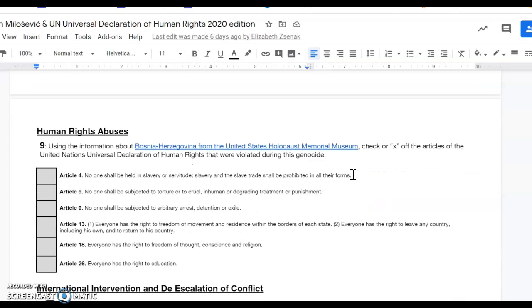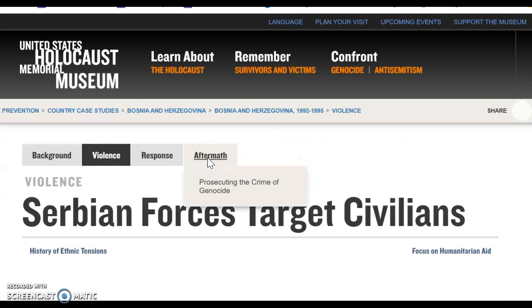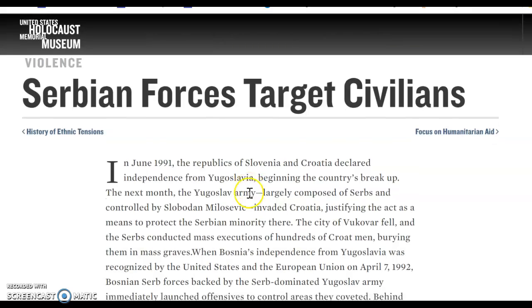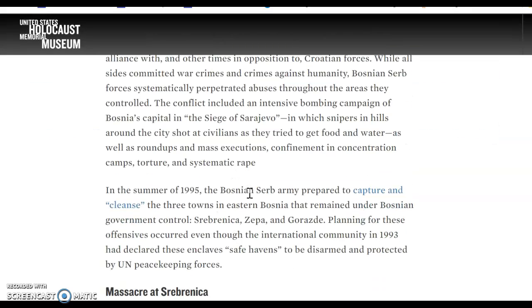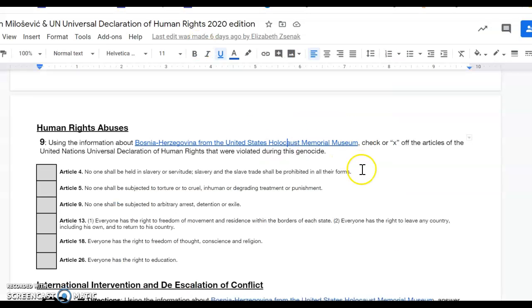In the human rights abuses, the only people who lost points were folks who forgot to put X's as to which articles were violated in Bosnia. Again, click on this link. When you do, I don't think you need to read it in its entirety, but if you skim over it, you'll come upon the violations.